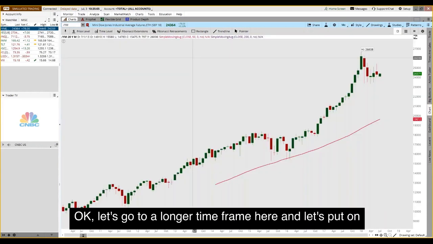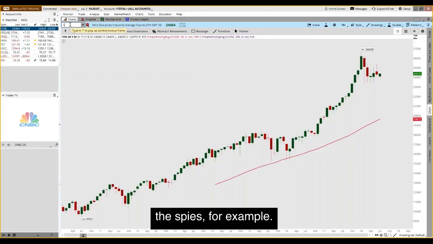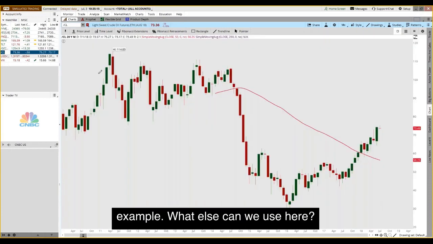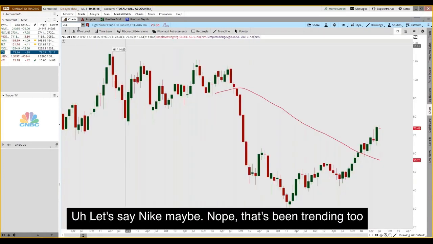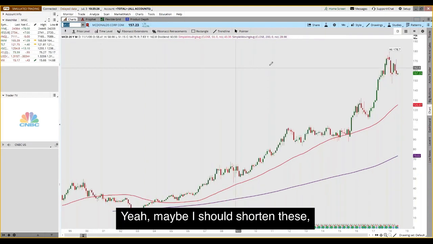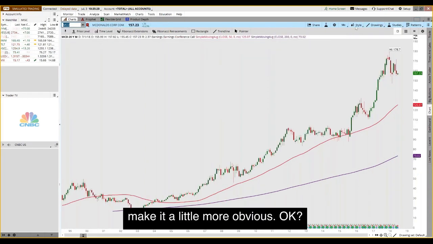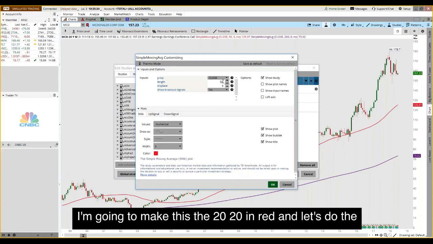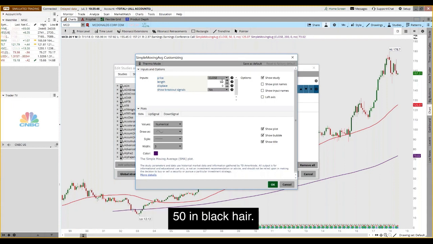Let's go to a longer time frame here. Let's put on the SPY, for example. Okay, that's not even a good example. What else can we use here? Let's say Nike, maybe. Nope, that's been trending too well as well. Maybe I should shorten these, make it a little more obvious. Okay, bear with me for a second. I'm going to make this the 20 in red, and let's do the 50 in black here.